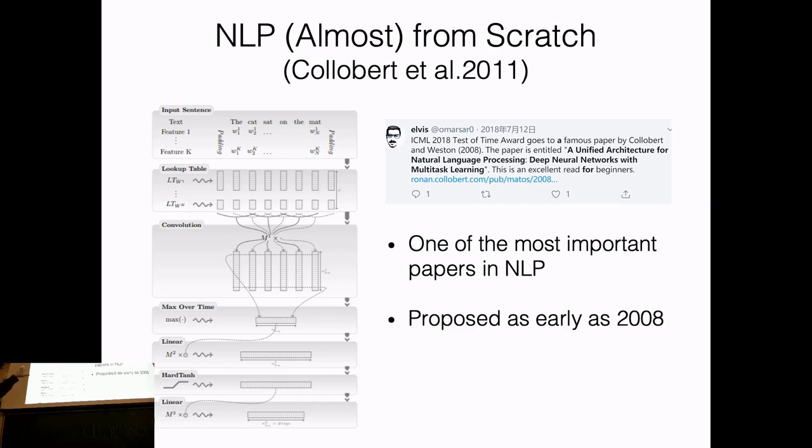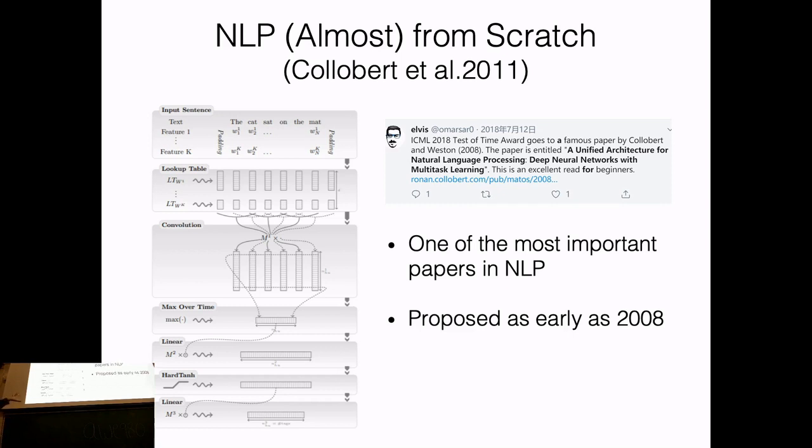Indeed, this paper is a journal version, and it also has a corresponding conference version called "A Unified Architecture for Natural Language Processing" in 2008. This paper has obtained the Test of Time Award of ICML. I think it's a very precious honor for a researcher. So this paper is highly recommended for you to read.